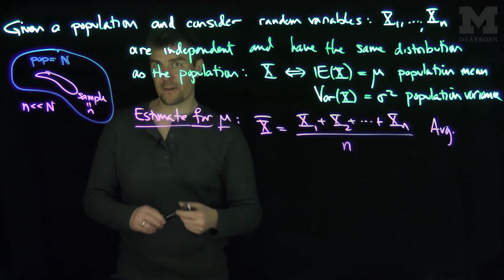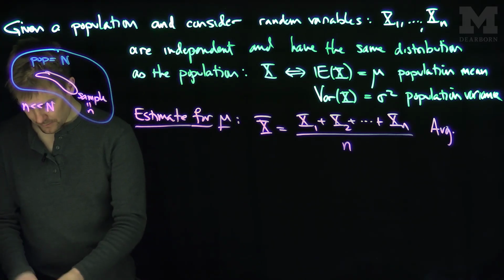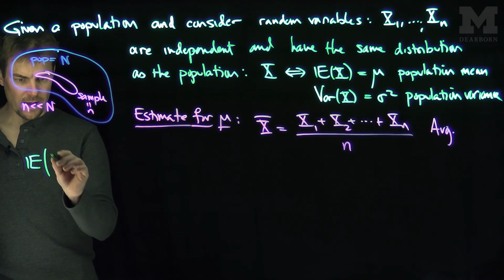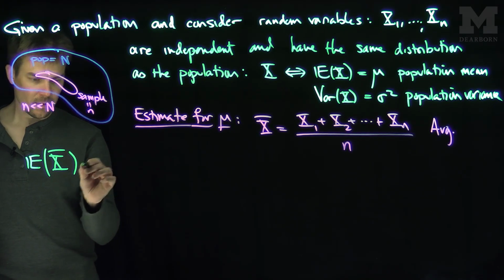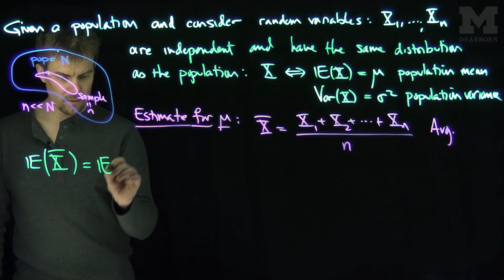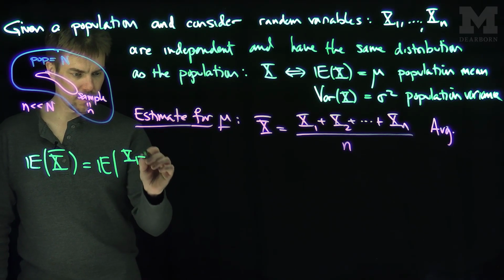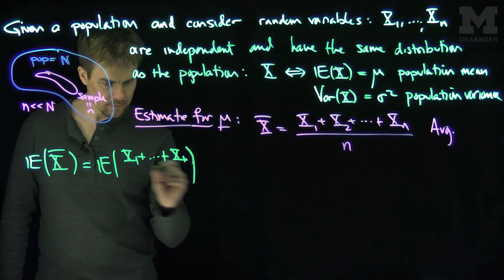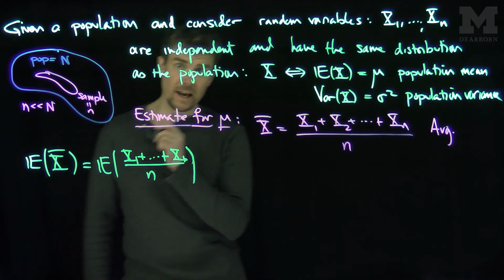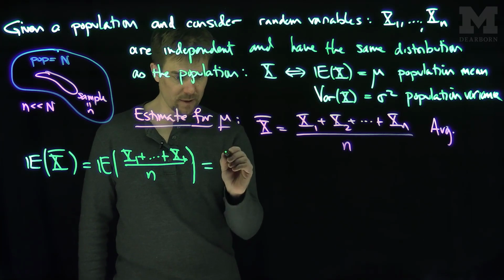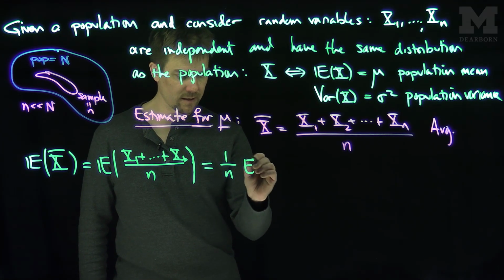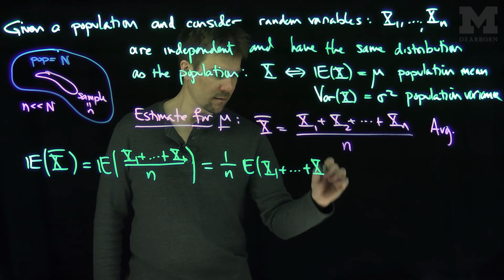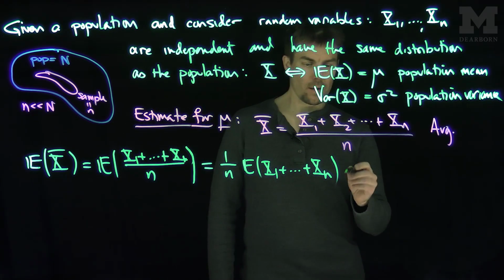Let's compute the expected value of x bar for any n. So the expected value of x bar is going to be the expected value of (x1 plus ... plus xn) over n. You can pull constants like n out of the expected value. So I have 1 over n, the expected value of x1 all the way down to xn. Add it up. And now this is going to be what?